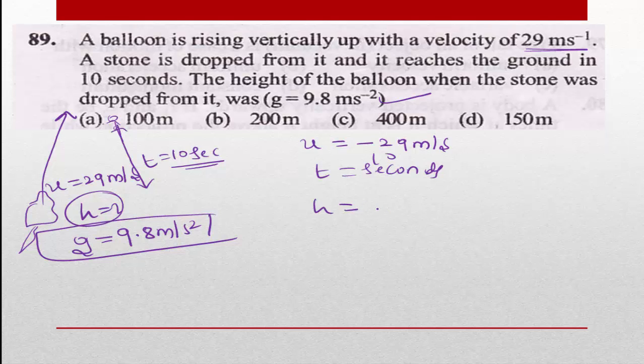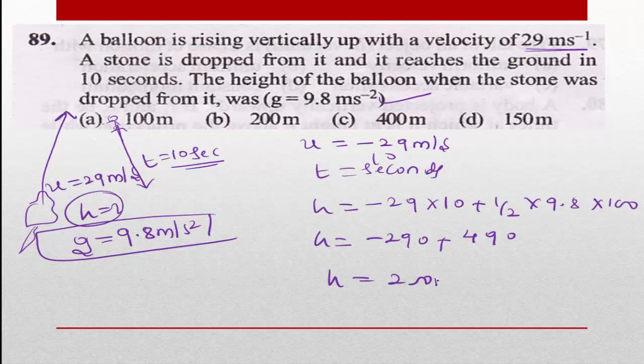The height h is given by the formula ut plus half g t square. u is minus 29 into 10 seconds plus half, 1 by 2 into g value 9.8 into t square, where t square is 10 into 10, 100. Therefore h is equal to minus 29 into 10, minus 290, plus 100 into 9.8, that is 980, into 1 by 2, 490. Minus 290 plus 490, the height h is equal to 200 meter. Option B is the right answer.